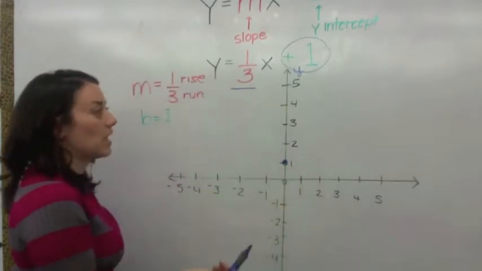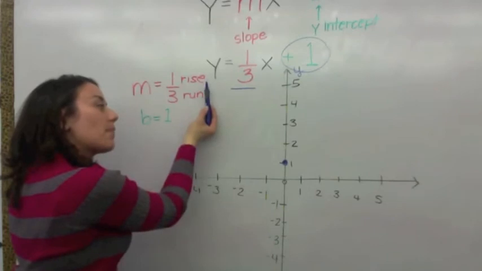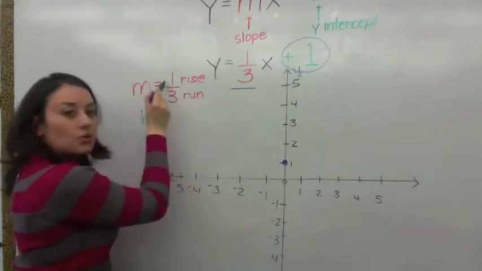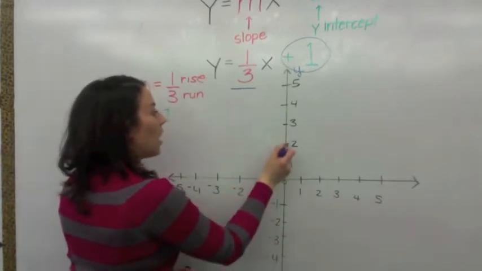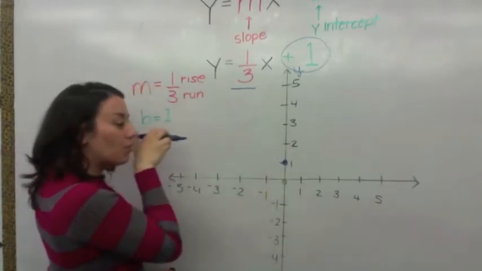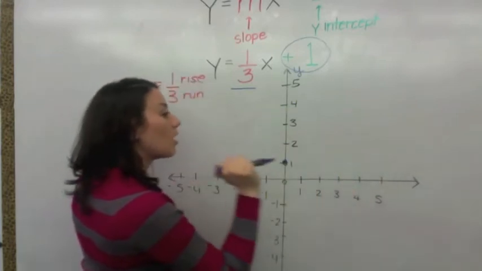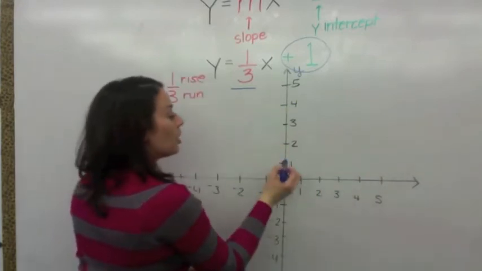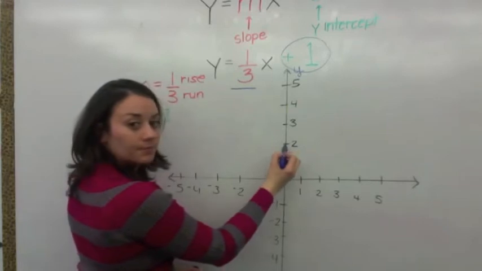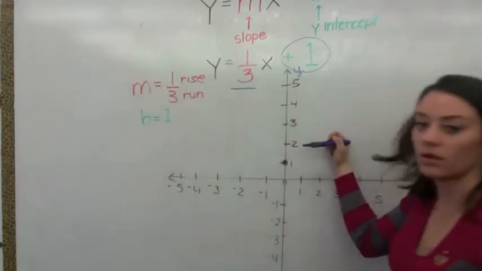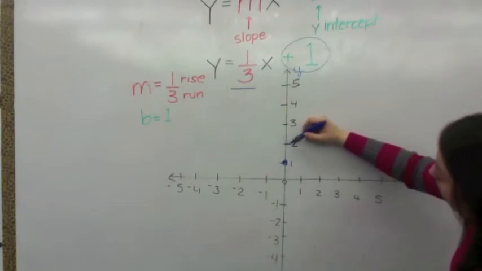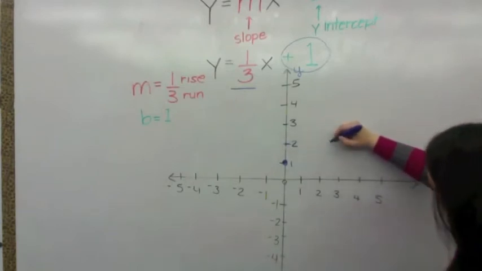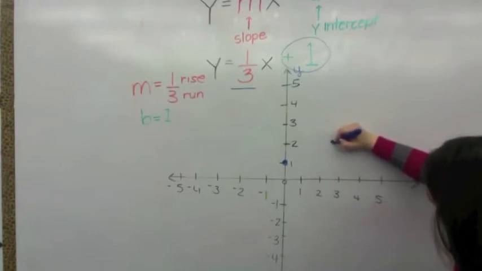Okay? From this point, you have to rise up and run over. How much are you going to rise? You're going to rise up 1, and then you're going to run over, which means you're going to go to the right, because it's positive. So you're going to go up 1 over 3. So you're going to run over 1, 2, 3. Okay, so that point should be at 3, 2.